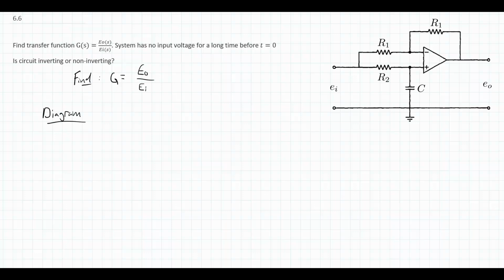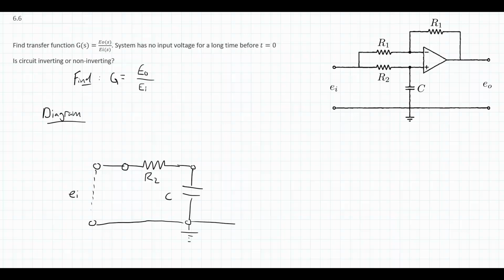And we'll make a new version of this diagram. It's going to look basically the same, but it's one that we're going to be able to mark up. So I'll copy it down as best I can. I have this EI come up here, adding nodes as I go. Resistance R2, capacitor, and it's grounded down here. And I'll put in the op amp.